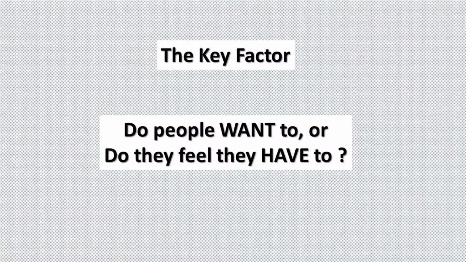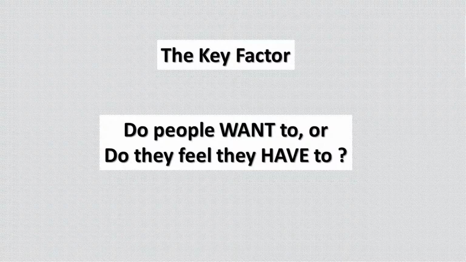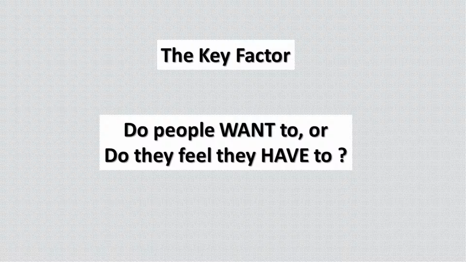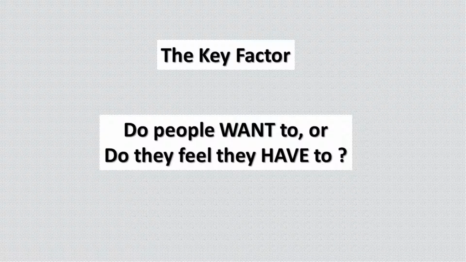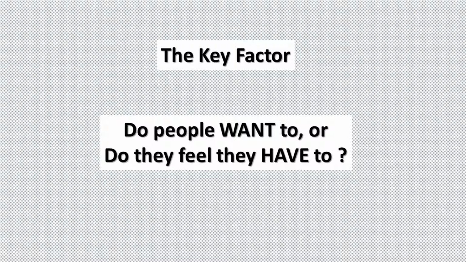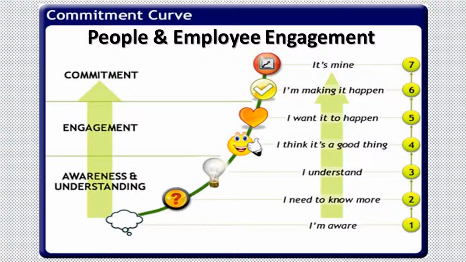The key factor in getting engagement with people, or getting people engaged, is to ask the question: do people want to, or do they feel that they have to? We'll look at this in more detail later. I'd like to refer to something that I call the commitment curve. You will notice that it's divided into three areas. Firstly, at the bottom left, you see awareness and understanding. In the middle, engagement. And all of that has to happen before commitment or buy-in can actually take place.